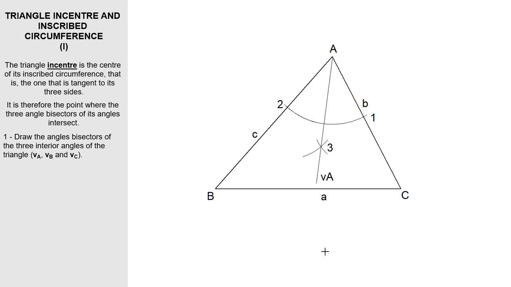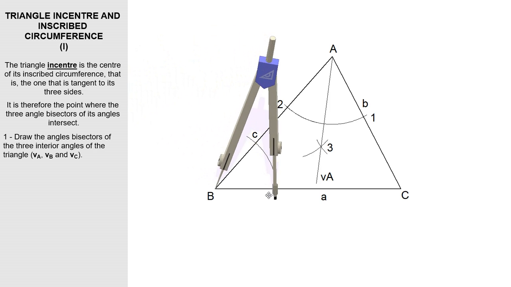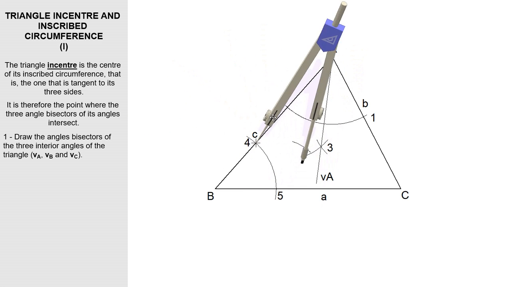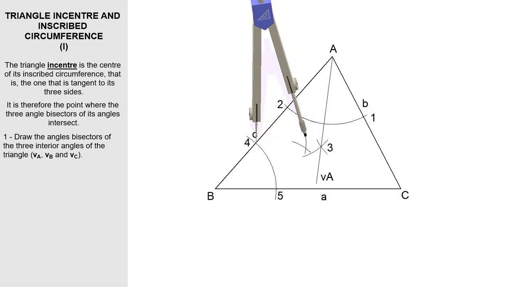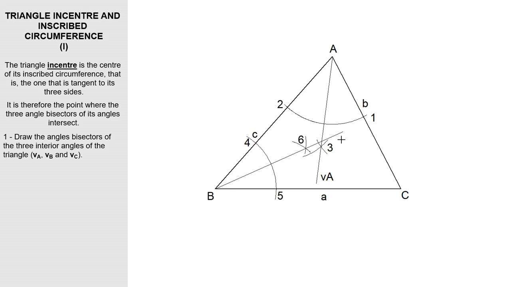We repeat the process for drawing the angle bisector of angle B. We draw an arc whose center is point B, any radius long, that meets the sides that form the angle at these points 4 and 5. Using these points as centers and the same radius, the one we want, we draw two arcs that meet at this point 6. So the semi-straight line that starts at B and goes through 6 is the angle bisector of angle B, V sub B.